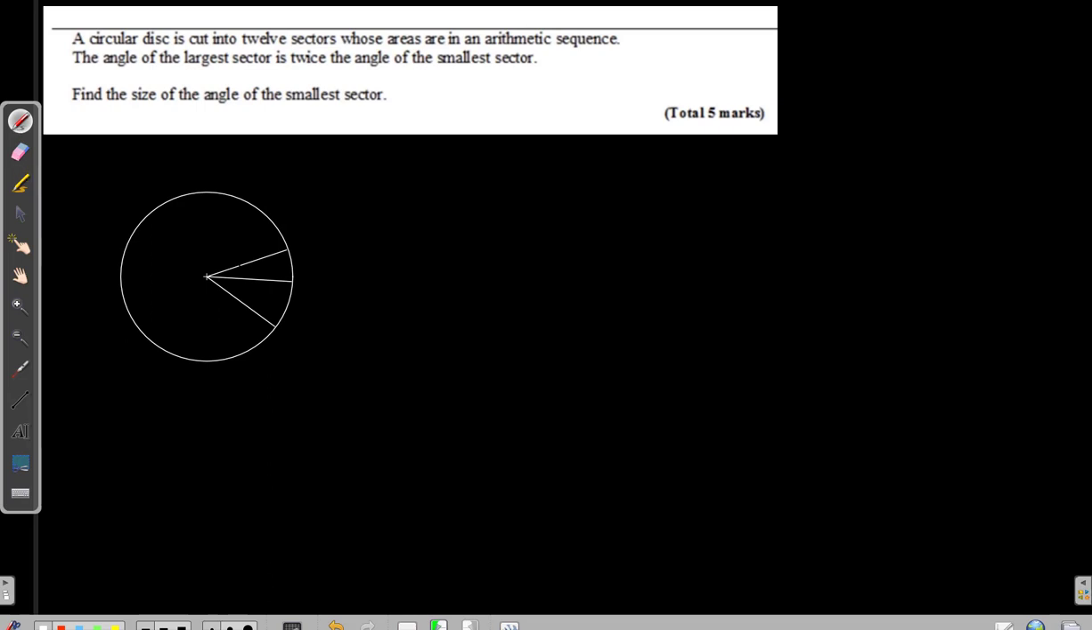So all I know is if this angle is x, this is going to be 2x, and they all are cut into 12 pieces. So I know n is 12. That's a good thing to start with. And I don't have anything else. All I know is the first term, the last term, and there are 12 of them. Something is missing. I got an x here. I need to solve for x.